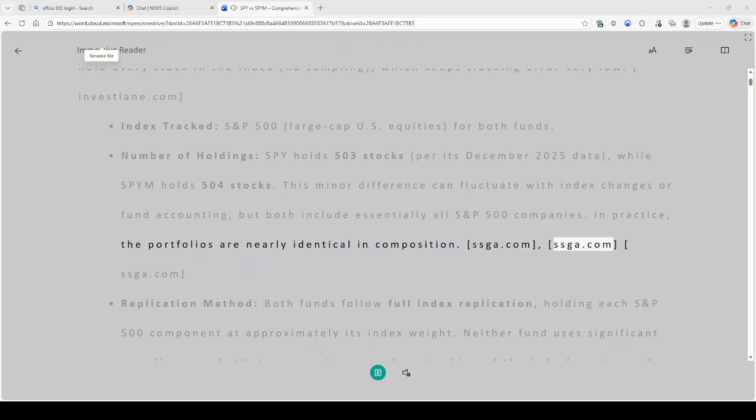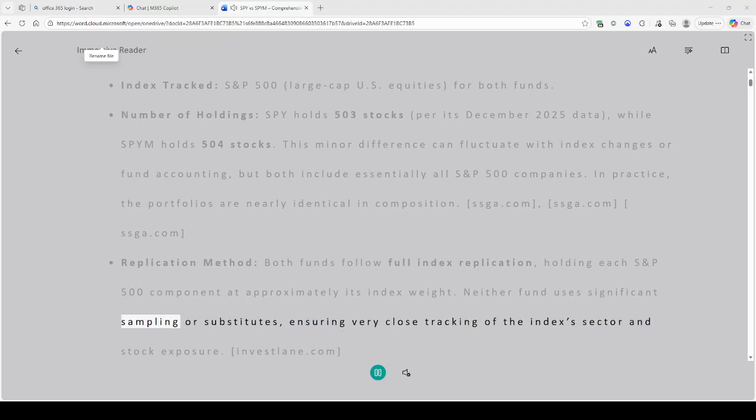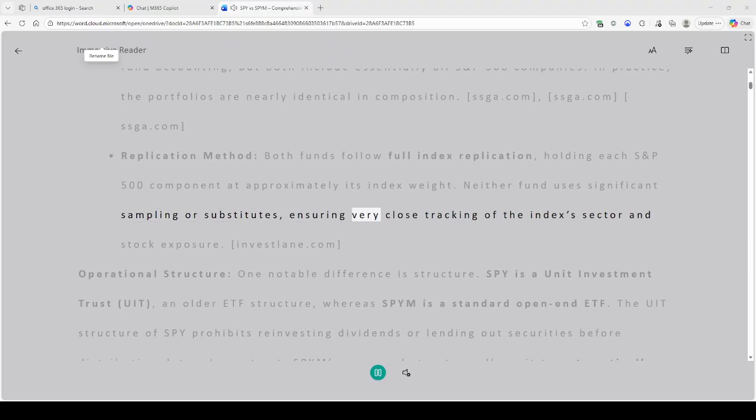Replication method. Both funds follow full index replication, holding each S&P 500 component at approximately its index weight. Neither fund uses significant sampling or substitutes, ensuring very close tracking of the index's sector and stock exposure.